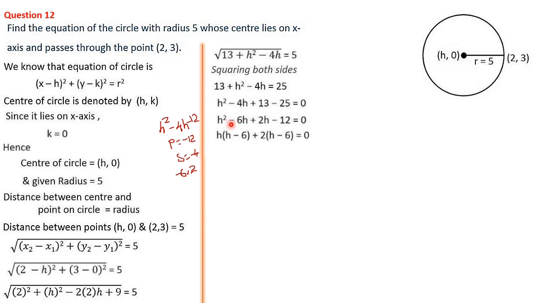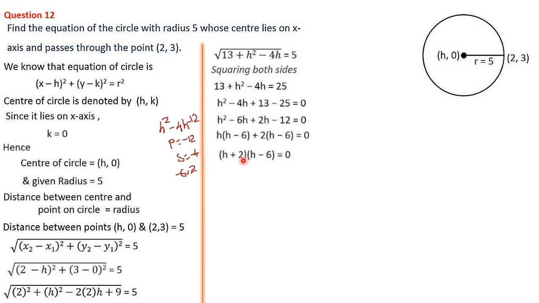Then in these two terms h is common. Take out h into first term h, second term minus 6, plus in these two terms 2 is common, take out first term h, second term minus 6. Then h minus 6 is common in these two. Taking h minus 6, first term h, second term plus 2. So h plus 2 into h minus 6 is equal to 0.